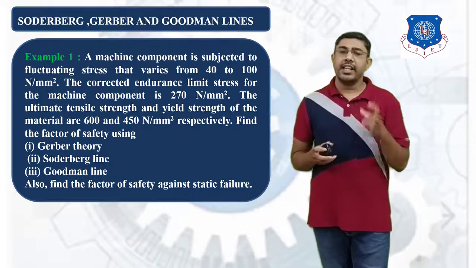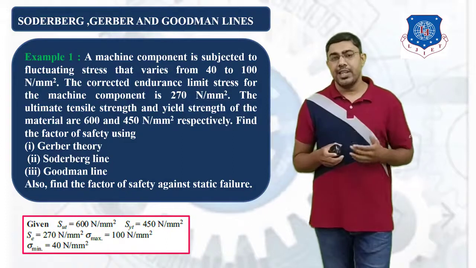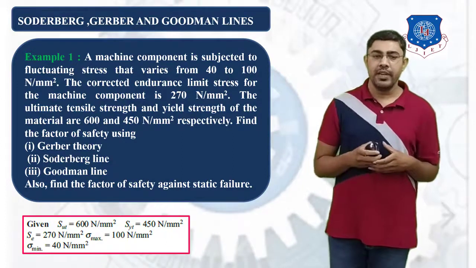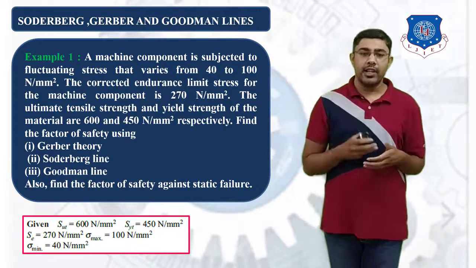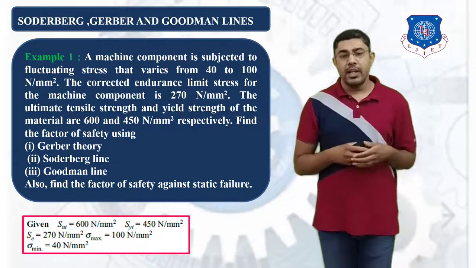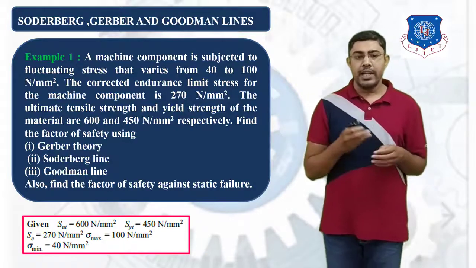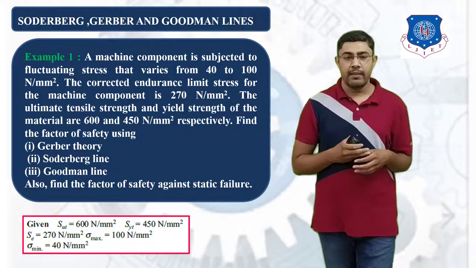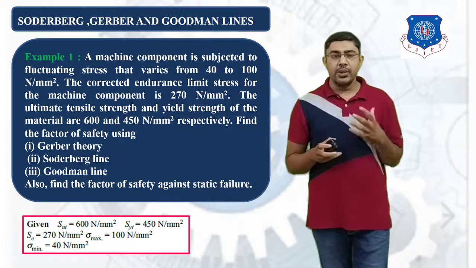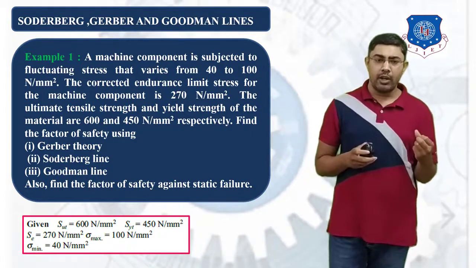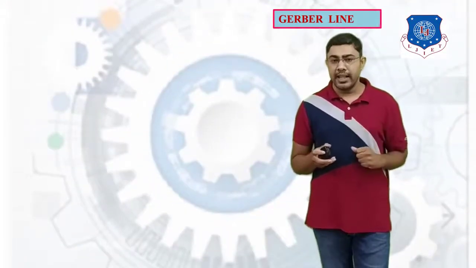First we collect the data given in the problem. SUT is 600 Newton per mm square, SYT is 450 Newton per mm square, AC is 270 Newton per mm square, and the load is fluctuating, so sigma max is 100 Newton per mm square and sigma minimum is 40 Newton per mm square. This is a problem based on fluctuating load, and you have to find the factor of safety for different criteria. So let's start with the Gerber line criteria.